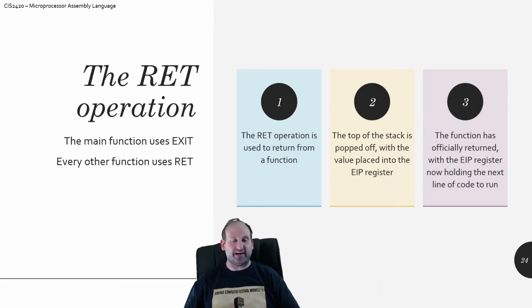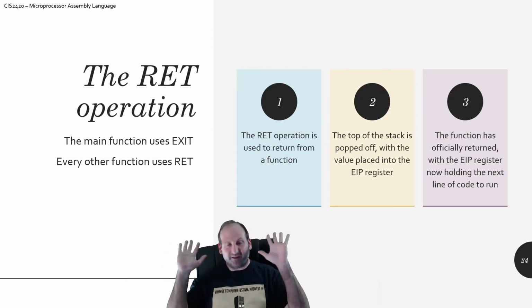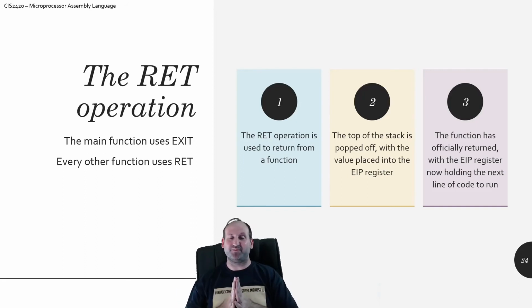So for the ret operation, say the main function uses exit. Exit is like your return 0 from main or your exit function in C++. I don't know if Java has a complete abort or something like that. Sorry, it's been a while for my Java. But exit is completely different. Exit tells the operating system, we're done, go back, this program has terminated. But return says that I'm done with this specific function. And that's what this is saying here.